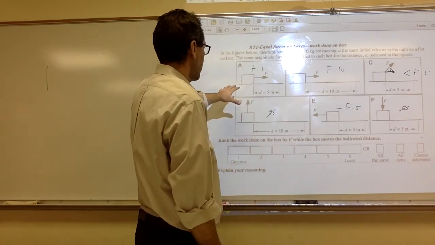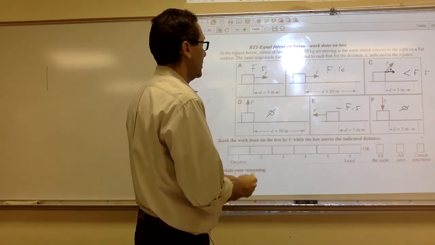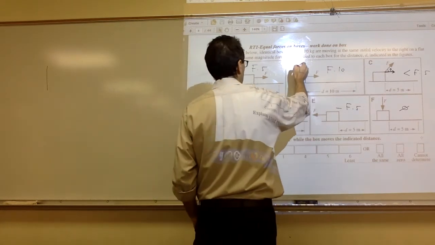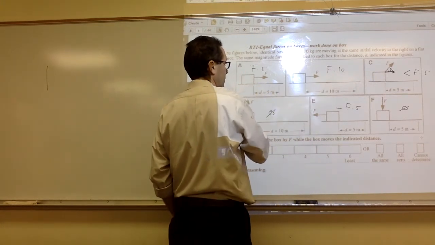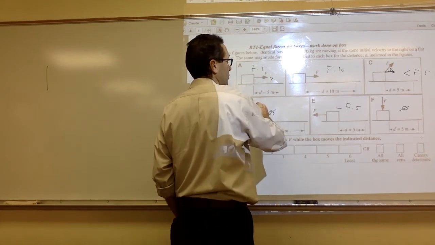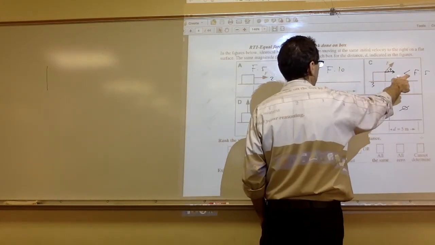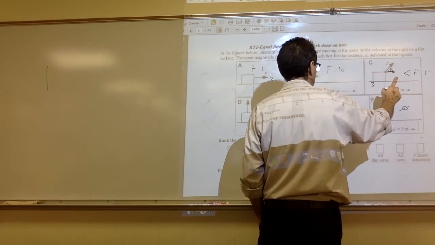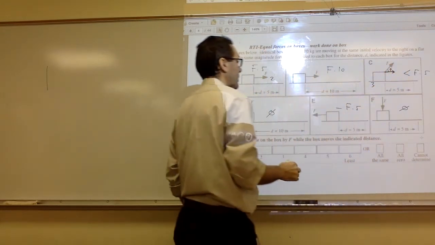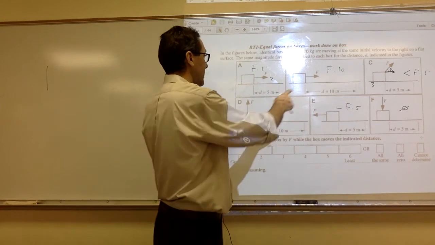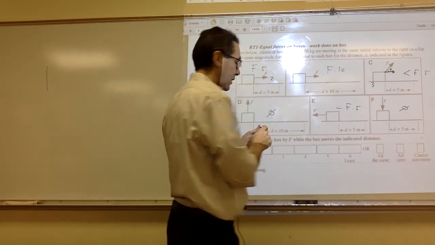And you rank them based on this. Here it doesn't say magnitude, so the greatest one looks like it's B, which takes number 1, then A will be 2, and then C will be 3. It will be less than F times 5, but it will still be positive. And then D and F will come next, and then E will be last because it's negative.